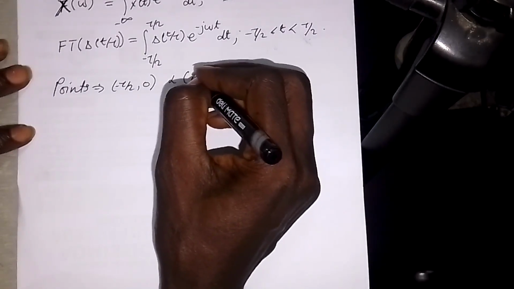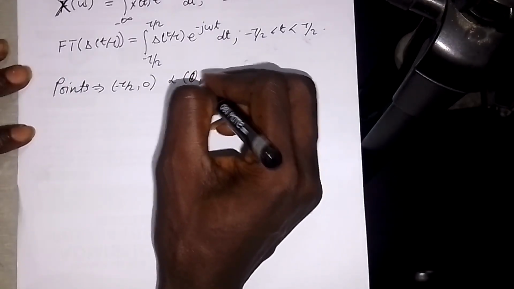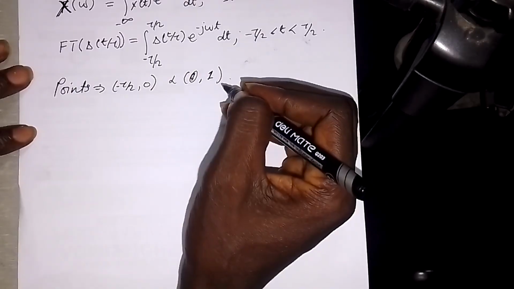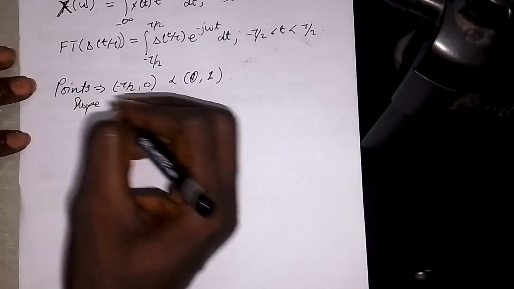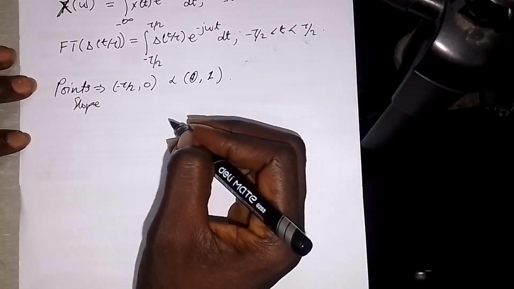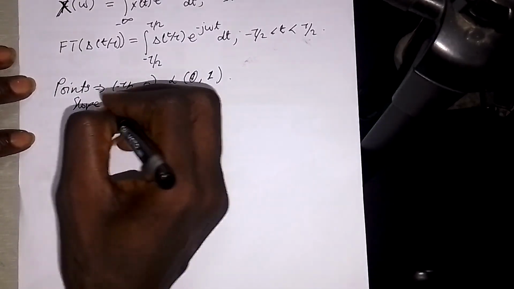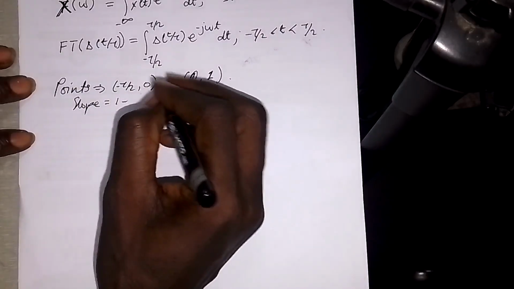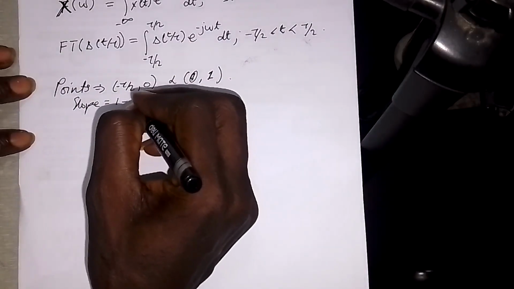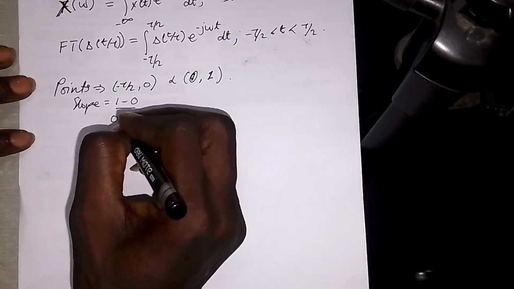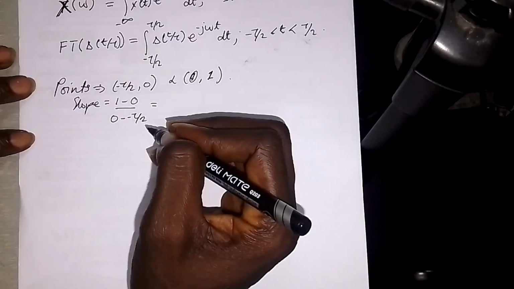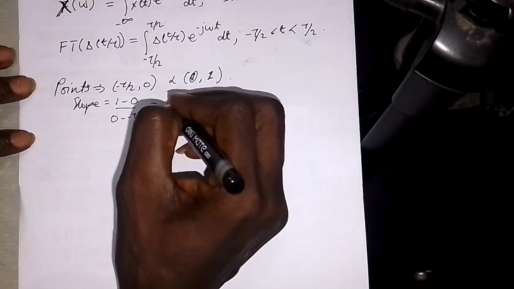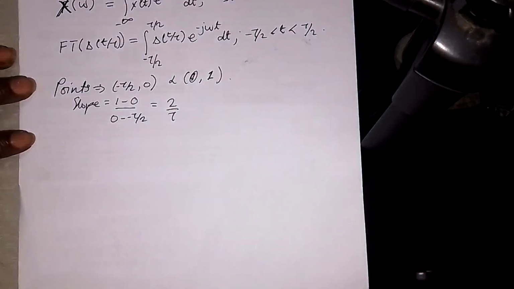We're going to have what? The next one here will be what? 0, 1. Okay, so those will be the points. So now, in that case, the slope is going to be what? The slope here is going to be (1 minus 0) over (0 minus (-tau/2)), okay. And if we do this, we're going to get 2 on tau, okay.